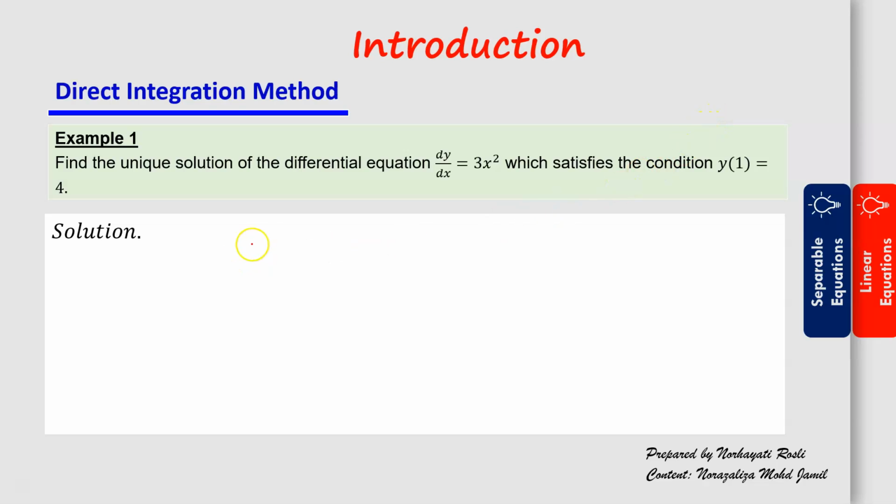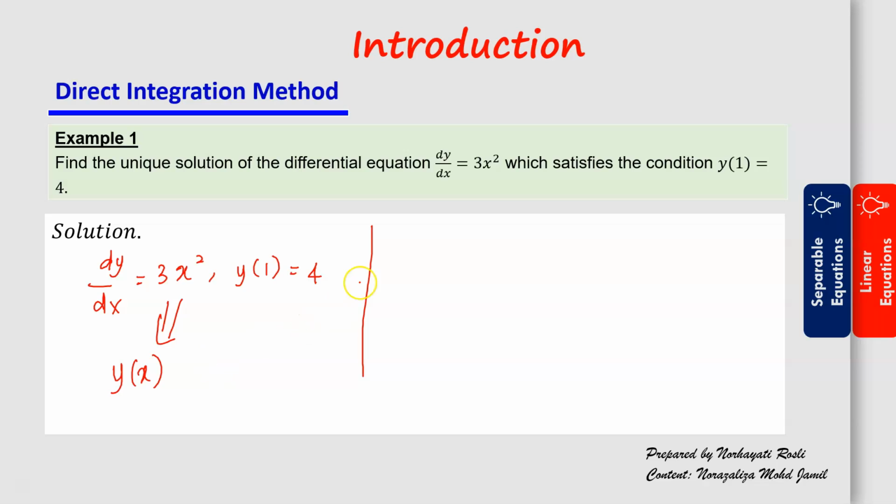Now we go to example 1. Find the unique solution of the differential equation dy/dx equal to 3x squared, which satisfies the condition y(1) equal to 4. In this case class, we have the problem dy/dx equal to 3x squared, with initial condition y(1) equal to 4. By using direct integration, we understand that we want to get y as a function of x.